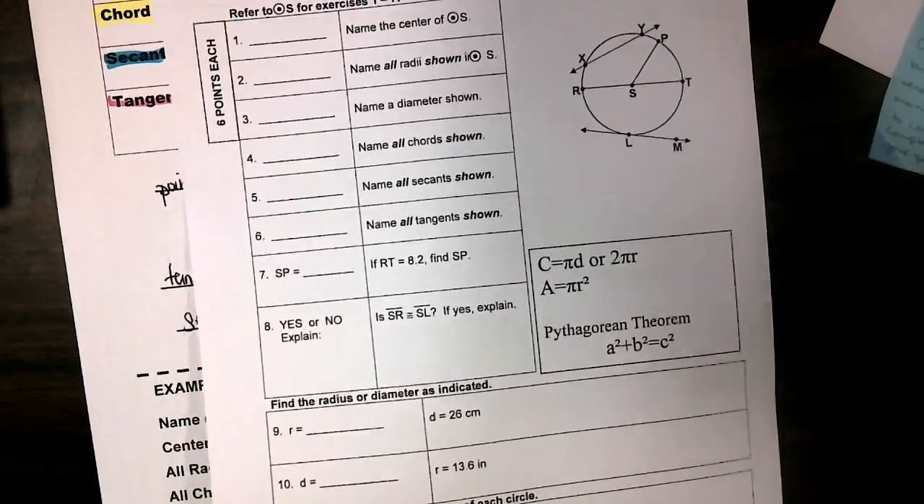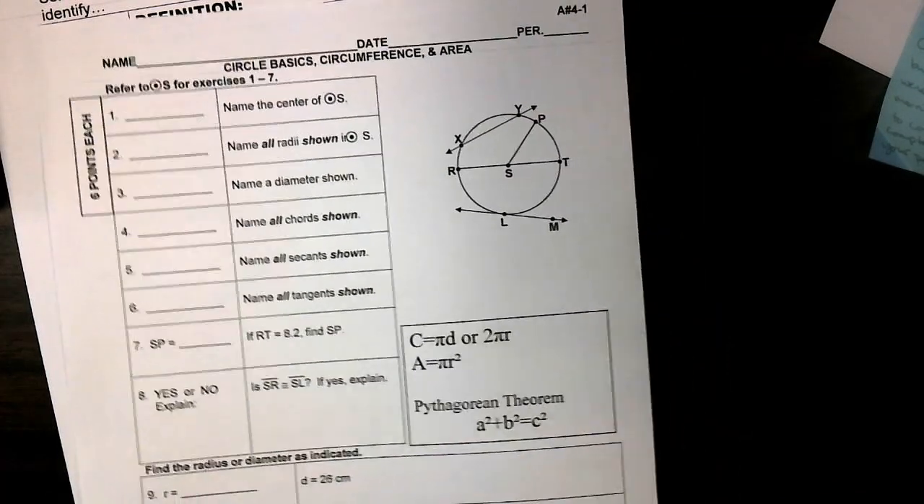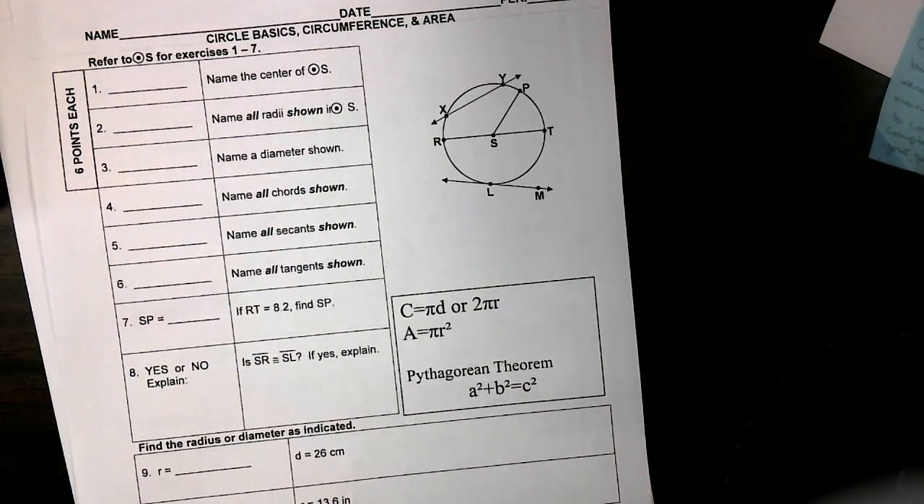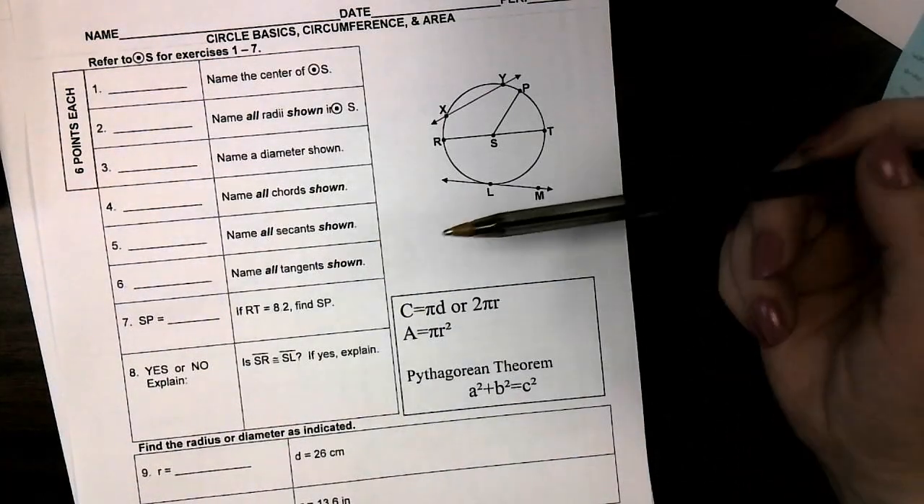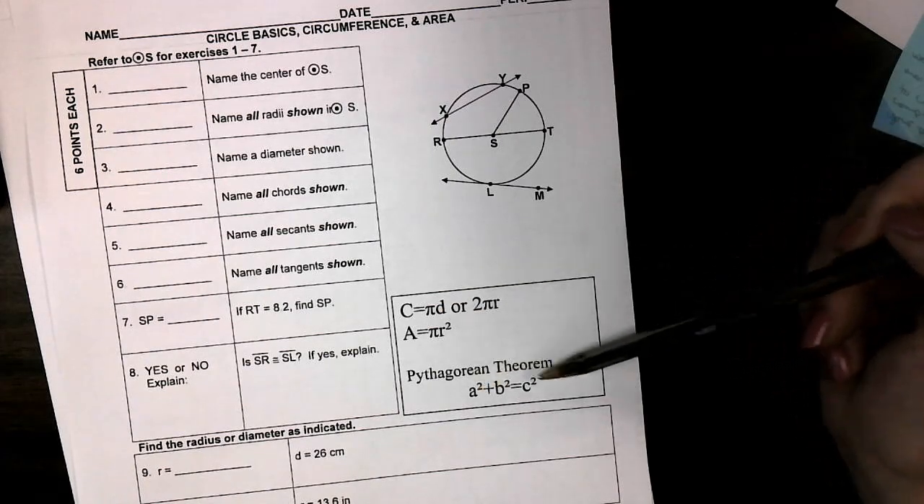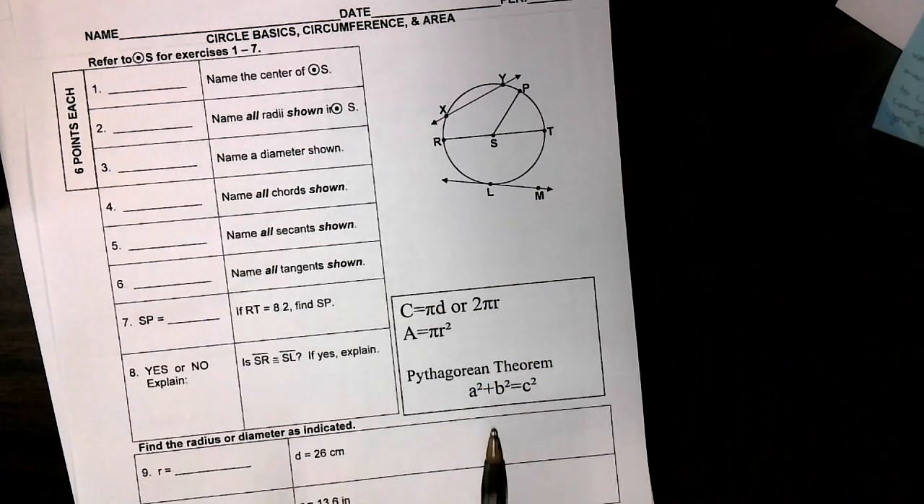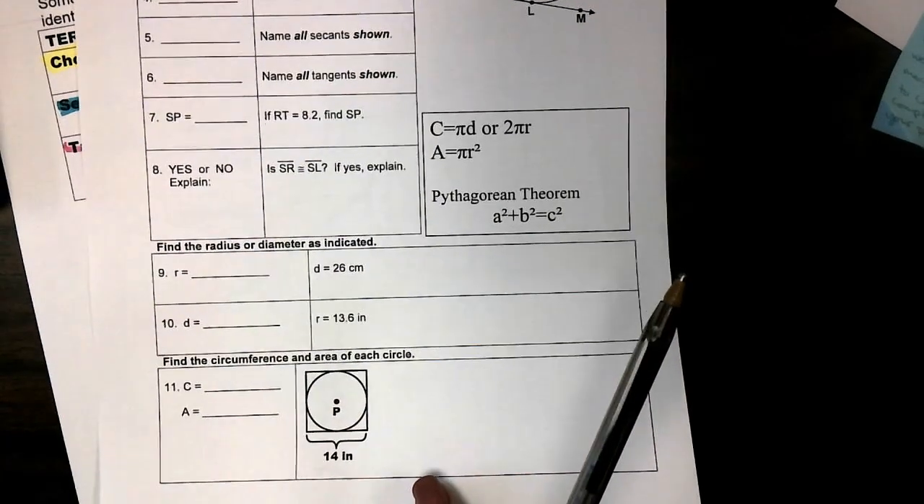All right, so the front, 1 through 6, you're using the vocabulary, and then 7 and 8, you're determining a diameter or a radius. So the formulas are here. I've typed those on there for you. The Pythagorean theorem I have given you. 9 and 10 are just finding radius and diameter given the other. So either multiply by 2 or divide by 2.